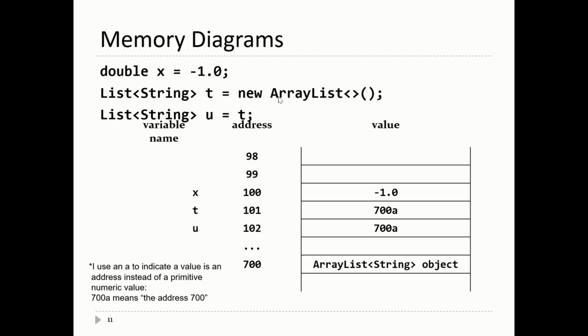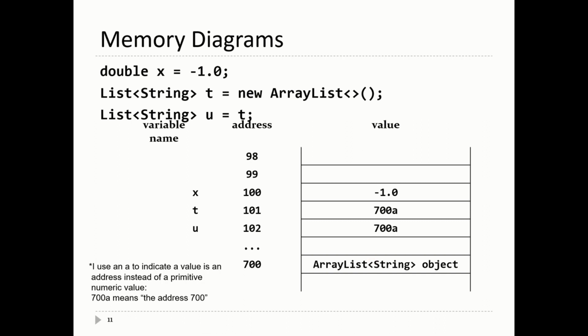Now, the next line of code actually causes a whole bunch of stuff to happen in a language like Java. So we've got new array list. The new operator causes memory to be allocated for an array list object. So somewhere in memory, an array list object appears. Here I've drawn it at address 700. Again, it doesn't matter where you put it. You just can't have overlapping stuff. So somewhere where there's empty memory, I've got an array list object.